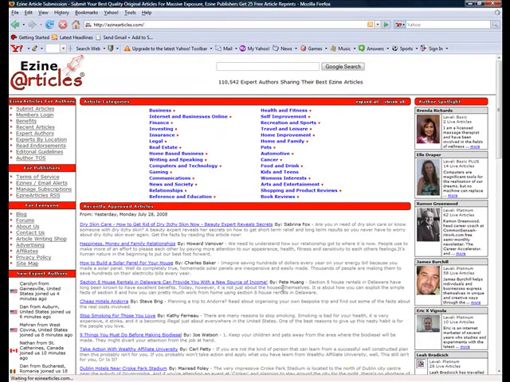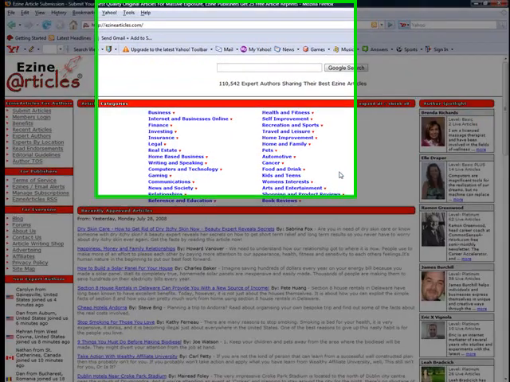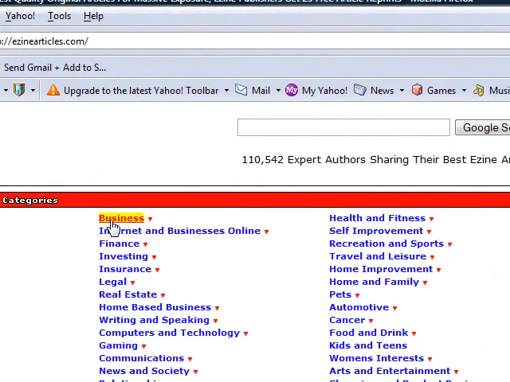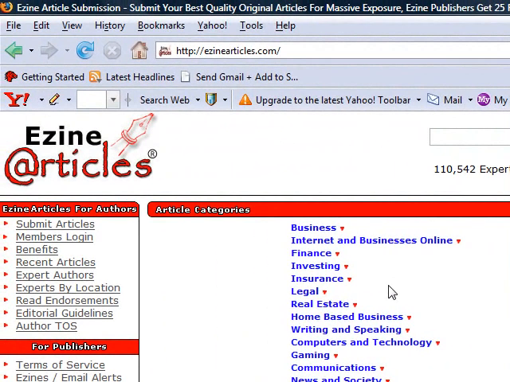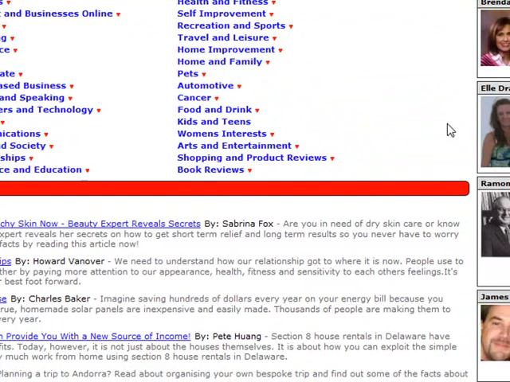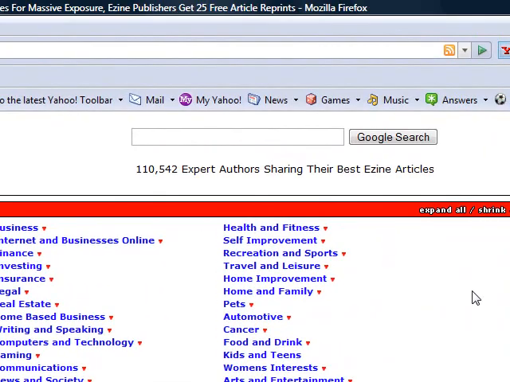ezinearticles.com. This is my favorite destination, because you have tons of articles out here. You've got lots of categories ranging from business, finance, real estate, home-based business, and tons of categories within this broad range. On the right-hand side, you can see there are a lot of authors contributing to this Ezine Article Directory, which is very, very popular. It also has a very high page ranking.